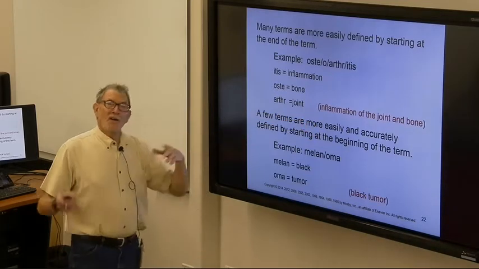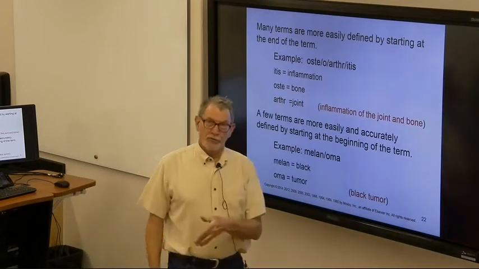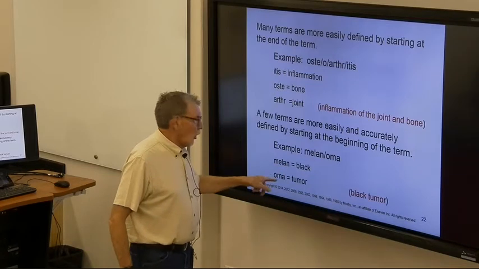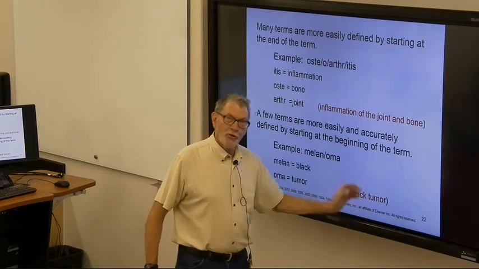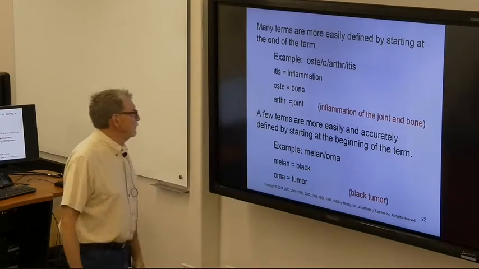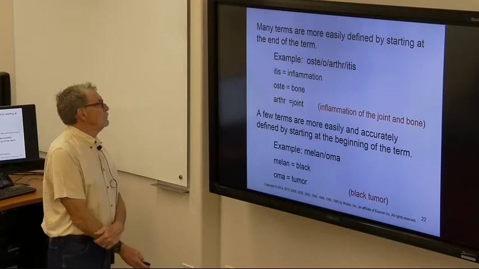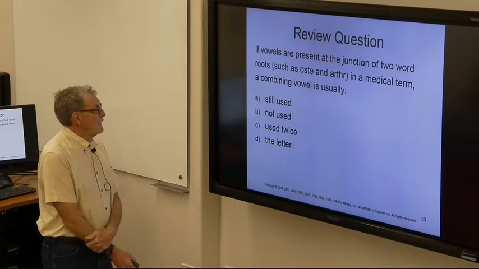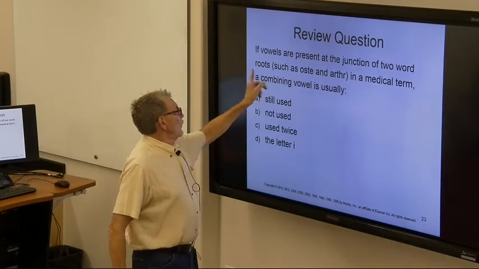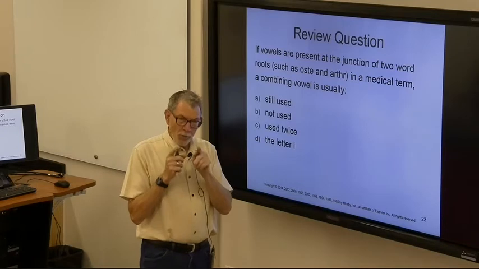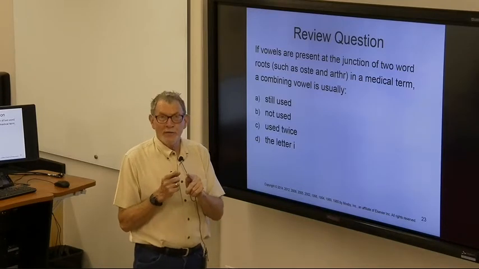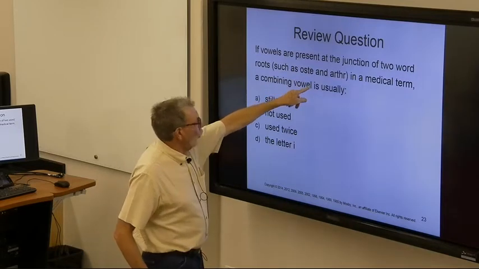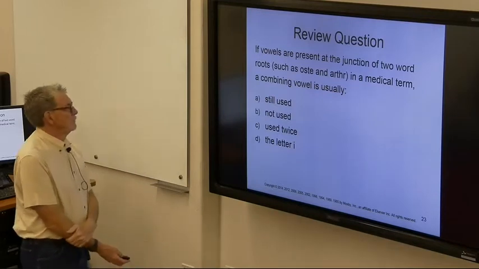Every once in a while, you'll have one that just by the way it's laid out, it's easier to start at the front. For instance, melanoma. Melano is black, oma is tumor. It's easier to say black tumor than tumor black, or it makes more sense. If vowels are present, when there's two word roots stuck together, even if they both have vowels there, do you use a combining vowel? Yes. If they're two word roots, osteoarthritis. Still used.